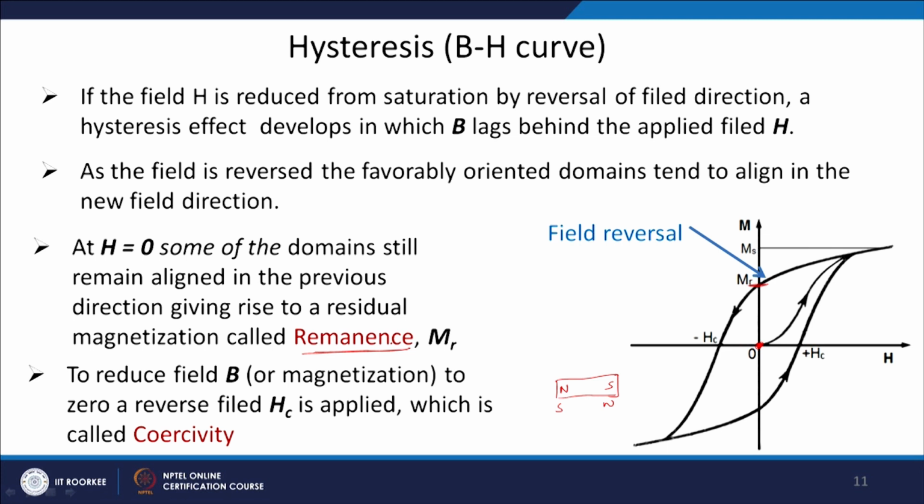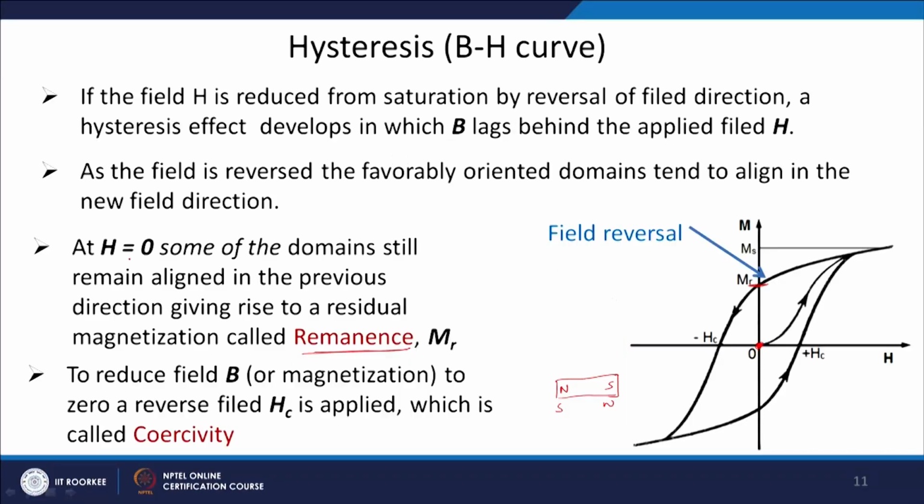This much has remained in the material, because all the domains could not get aligned in the opposite direction when we reversed the field. So while reversing at H equal to 0, some of the domains still remained aligned in the previous direction, which we did while magnetizing, which gives rise to a residual magnetization, called remanence, MR. That much will remain in the material.